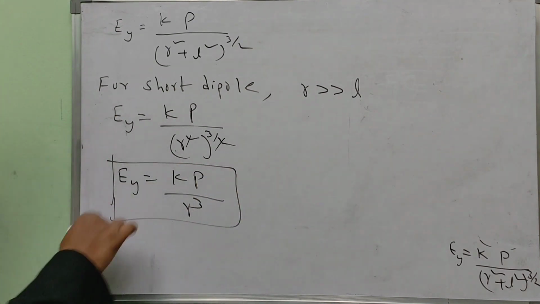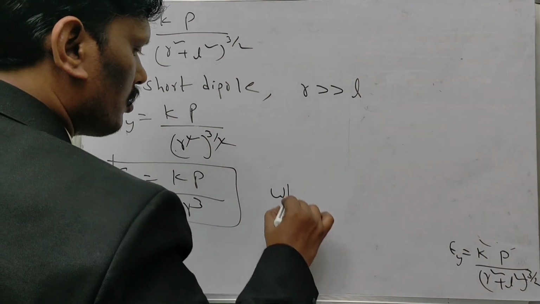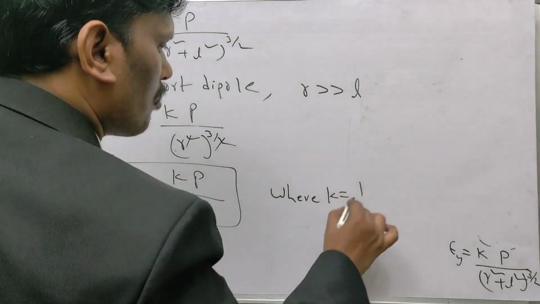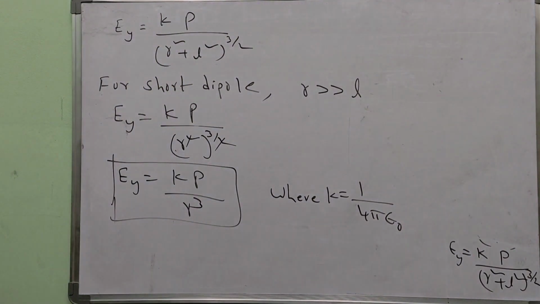So this is the electric field because of a short dipole, where K is equal to 1 upon 4 pi epsilon naught. That's all, my dear students. Note down.